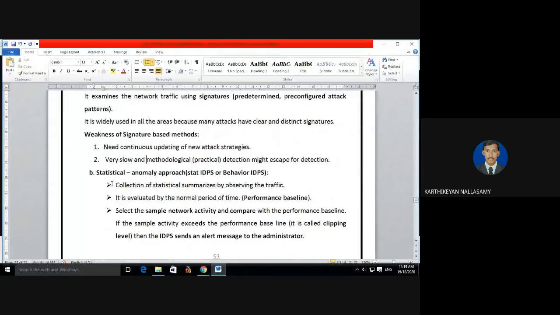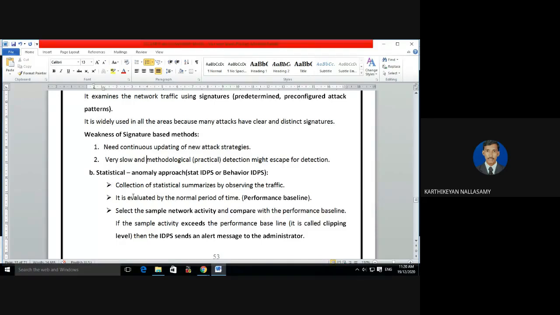And the next one is called the statistical anomaly approach. That is called stat IDPS, or maybe behavior IDPS. Here, we are going to predict the attack based on behavior. So what we need to do is record all your predefined behaviors. It means that if a person is coming into college, they are doing this, they are doing like that, and this kind of activity will be treated as a non-attack, non-harm to our organization. So it is not an attack. But if you feel that some of the behavior is irrelevant to that, then you can say it is called an attack.